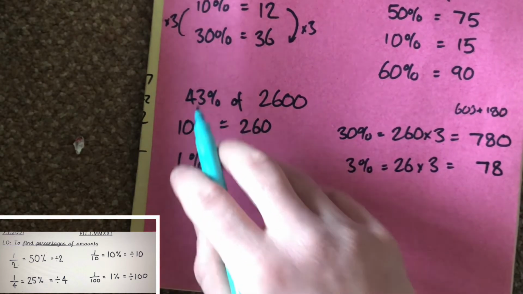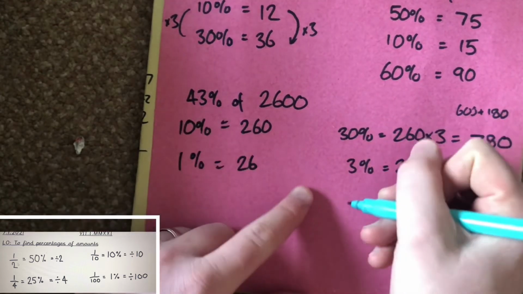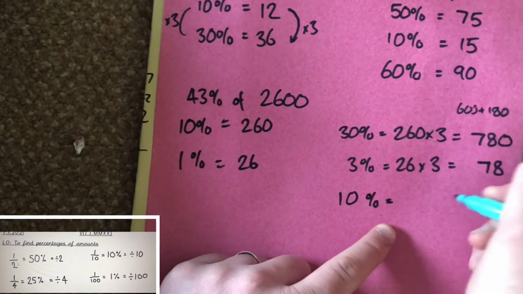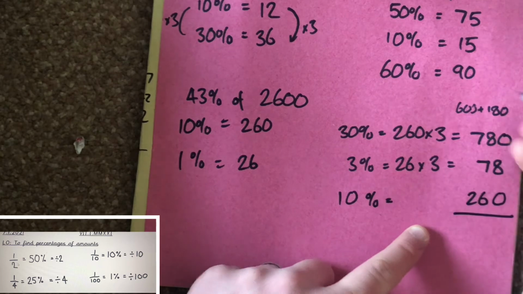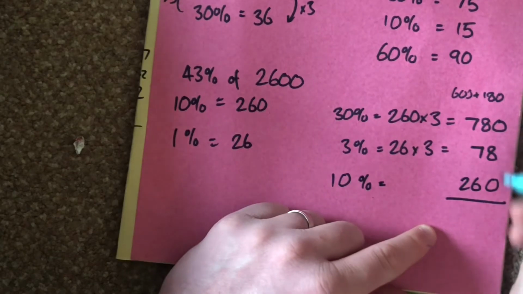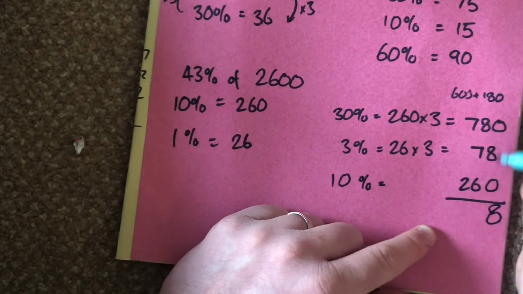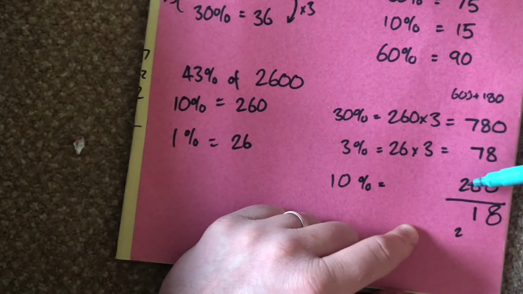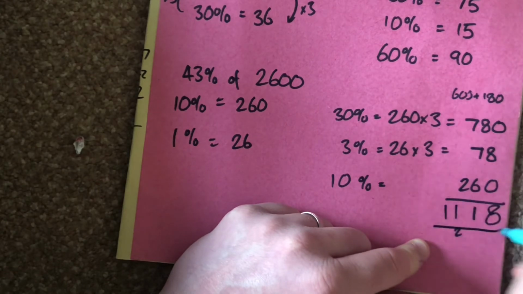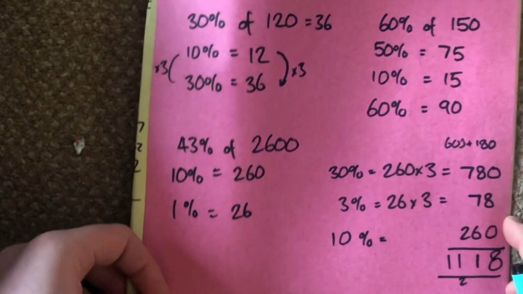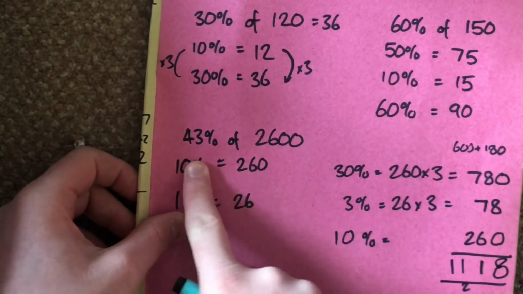I found 30%. I'm trying to find 43%. So I need another 10% on there, don't I? So 10% is that divided by 10, so it's 260. And now, once I've got my 30%, my 10% and my 3%, ideally I should have times that by 4 and I've got there quicker. So I've got 8 ones, 15, 21 tens, and then 700s, so 200s, 900s plus that one. 1,118. And I think that gives me the right answer. And it's just less than half of that, which 43% would be.